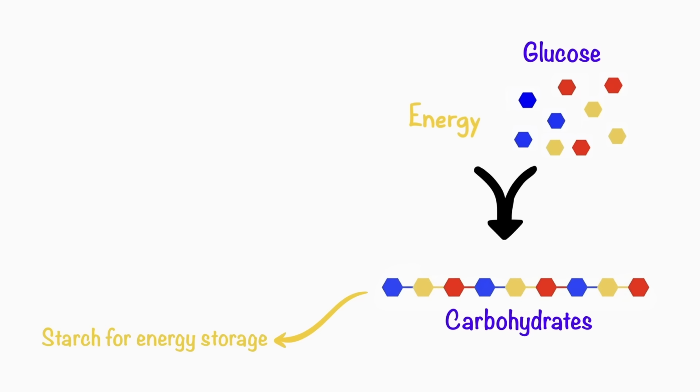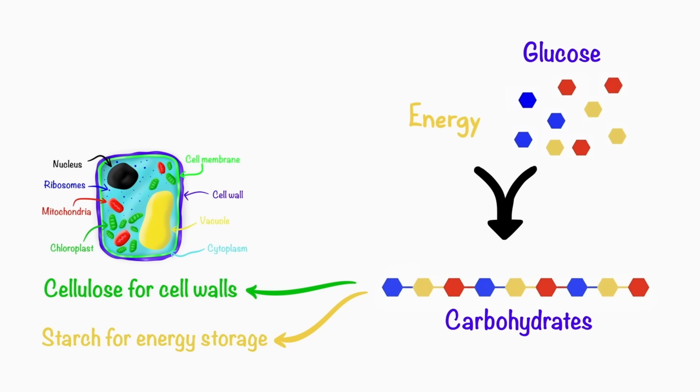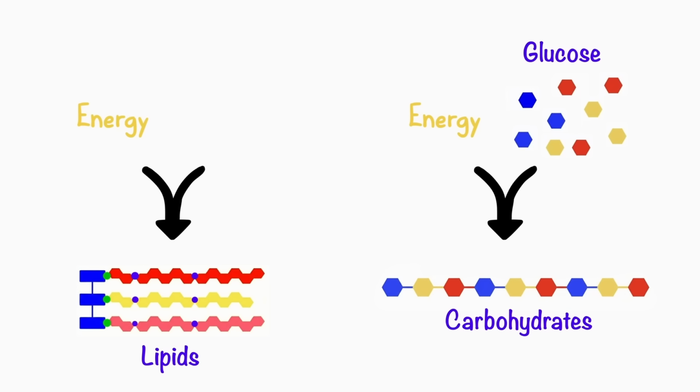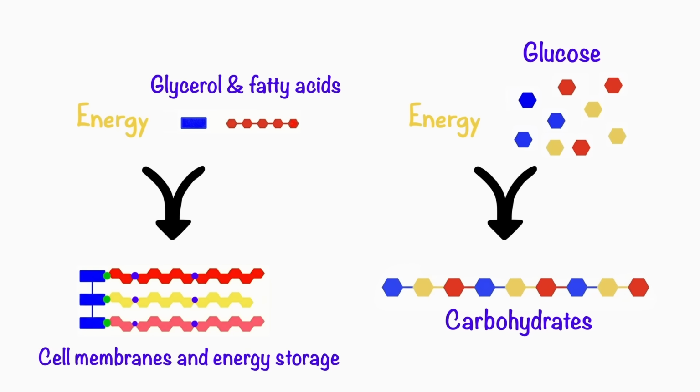In plant cells, glucose is converted into starch for energy storage and cellulose for cell walls. In animal cells, glucose molecules are linked to form glycogen, which is stored in the liver and muscles. Lipid molecules are another example. They're synthesized from two types of building blocks, glycerol and three fatty acids. These lipids are vital for cell membranes and energy storage.